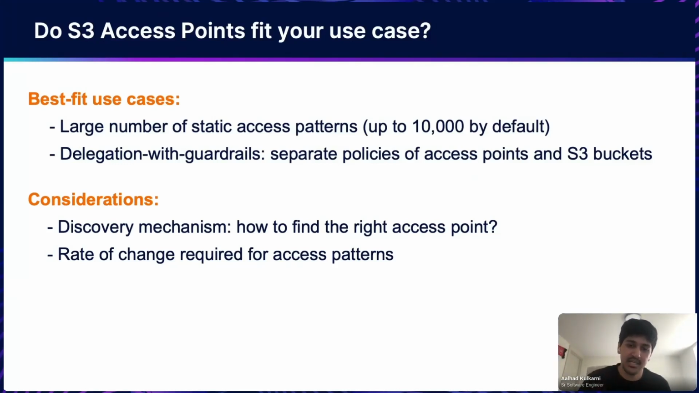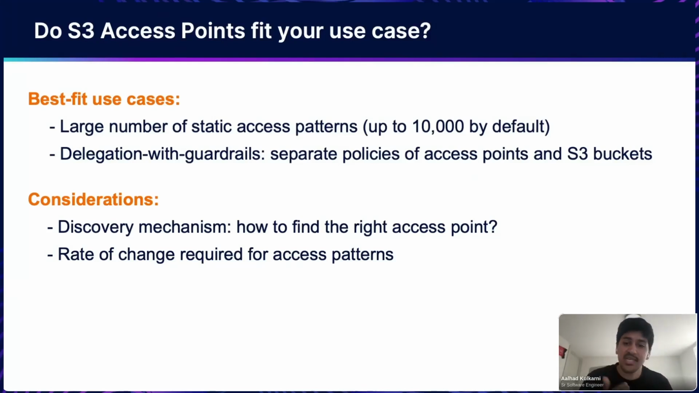Some of the considerations when you talk about access points is the discovery mechanism. Say I'm the red user. How do I know I need to use the red access point to talk to my red data sets in S3? As an administrator, you set that up, but then you have to tell those users, go via this access point. That's something you have to think about. It's definitely doable, but you have to have some kind of mapping that tells you that.